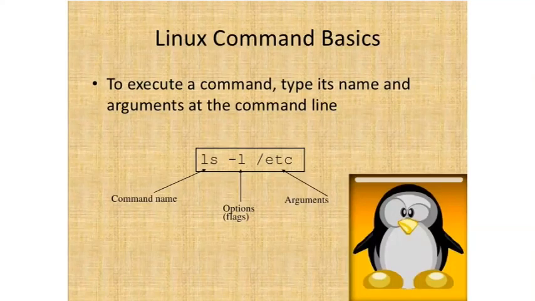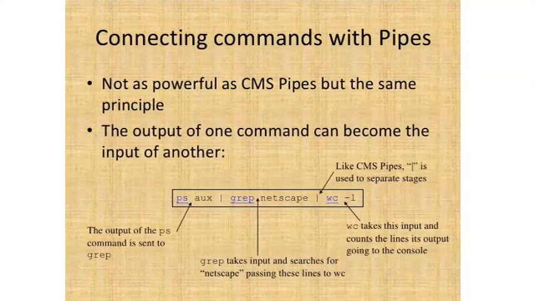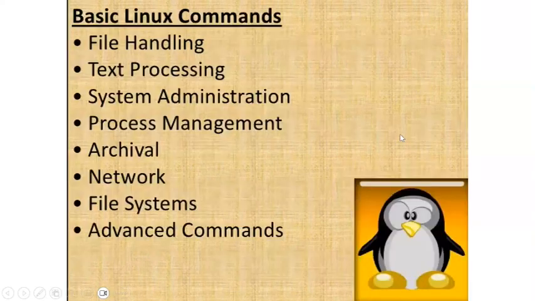So here we can type the commands, and a command has a command name, options, and arguments, three things. But generally, we can run it without the options and arguments also. Also, we can use pipes, which let us run many commands in a single line. We use this symbol, called the pipe, so that three commands run at the same time. Okay, I'll show you. So these are types of commands: file handling commands, text processing commands, system administration commands, process management commands, network, file system, advanced commands. These are some of the categories.